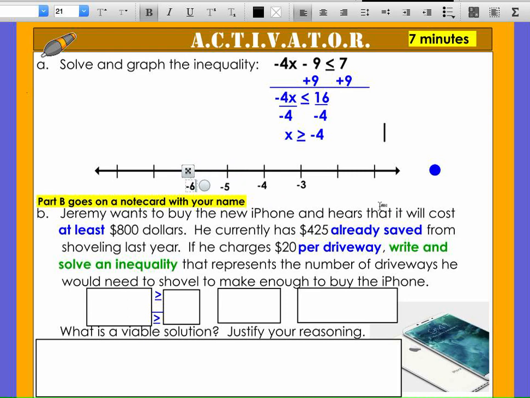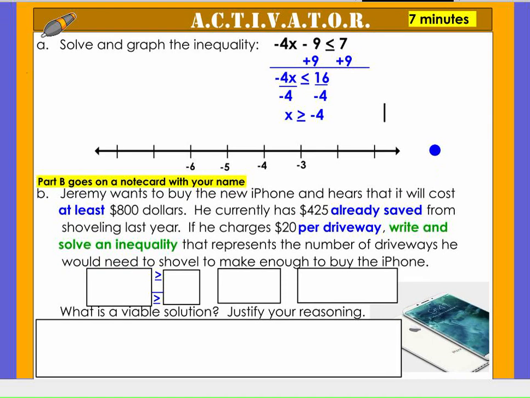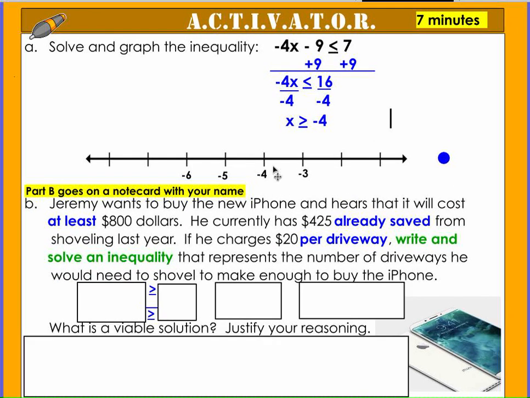So the question is, what kind of circle is going to go on my negative 4? Not negative 5, but negative 4. It's going to be closed. A closed circle, if you recall, means that it is including that point. If there were no equal sign here, then we wouldn't be including that point and it'd be an open circle. But it is a closed circle because we are including it.